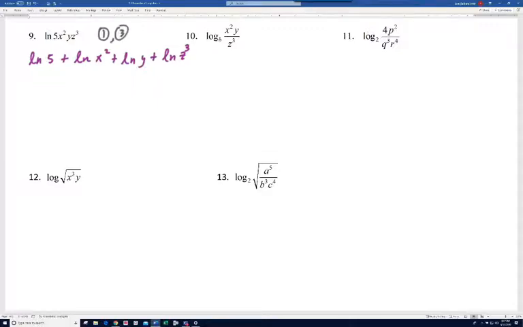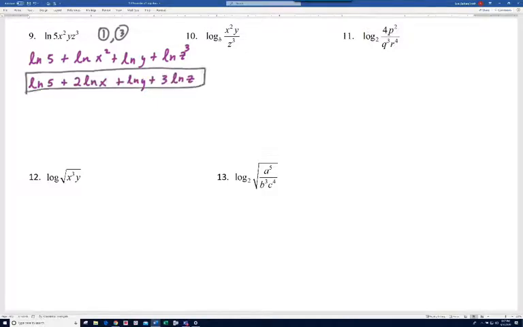We can use the power rule and we can move those exponents out front. And in fact, that's all we need to do. We're done. All right, so number 10 is similar, except for now we're also using the quotient rule.